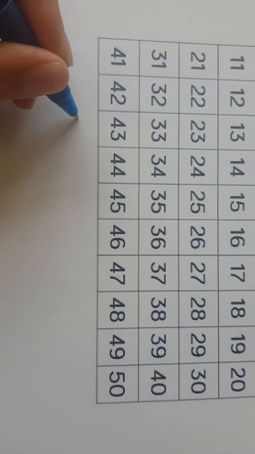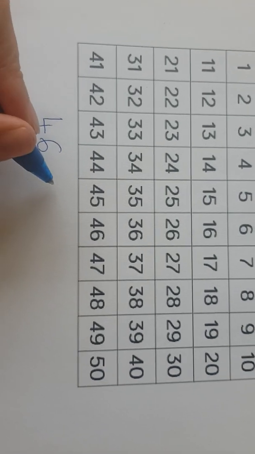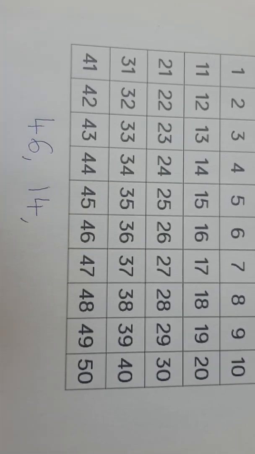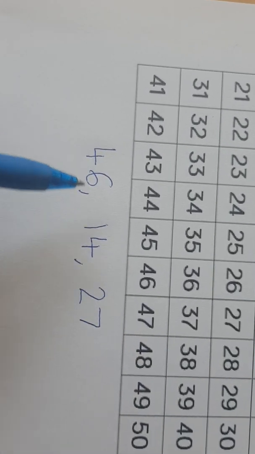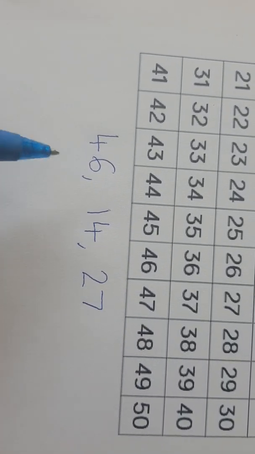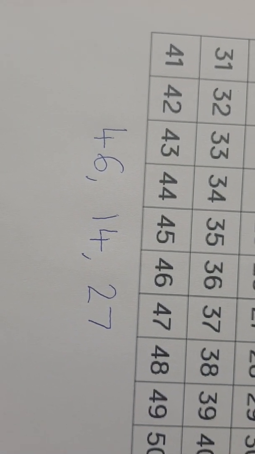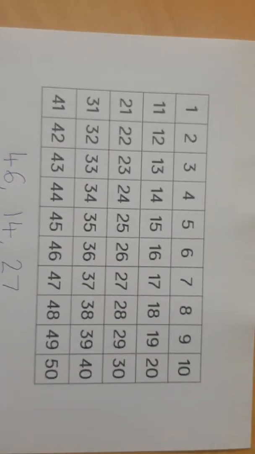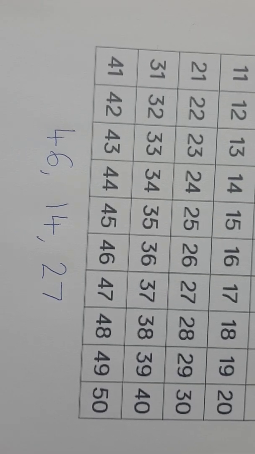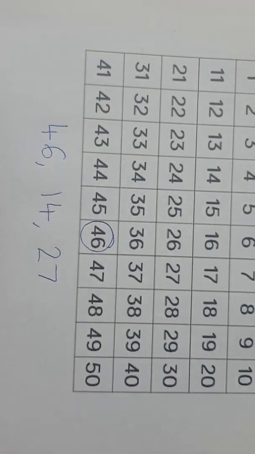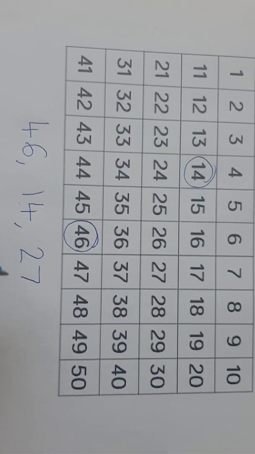We're going to do 46, 14, and 27. So I want to order these numbers from biggest to smallest. You might be able to just look at those numbers and do that straight away. But if you want to use the number square to help you, that's fine. So if I'm going to use the number square, I've got to circle the numbers on my number square first. So I've got 46, and then I want to circle 14, and then I want to circle 27.